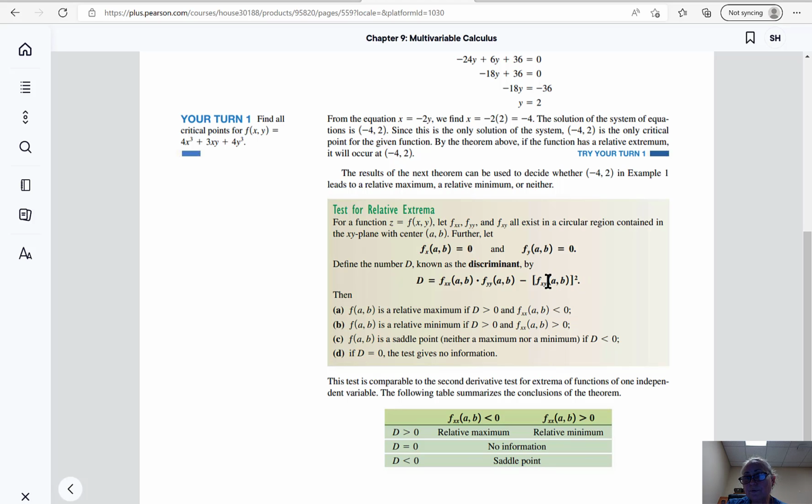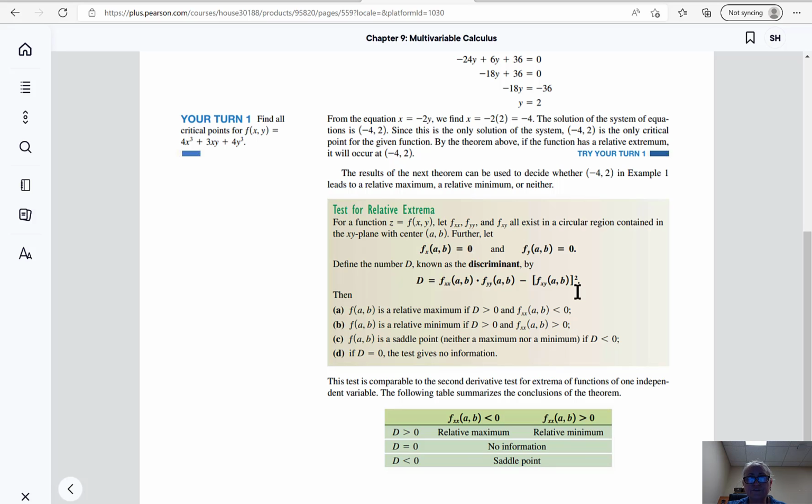Now, you'll remember, I hope, from previous sections that if you take the second derivative first with x and then with respect to y, or with respect to y then with respect to x, it doesn't matter. That's why it can be f of xy here, or it can be f of yx, because those come out to be the same.